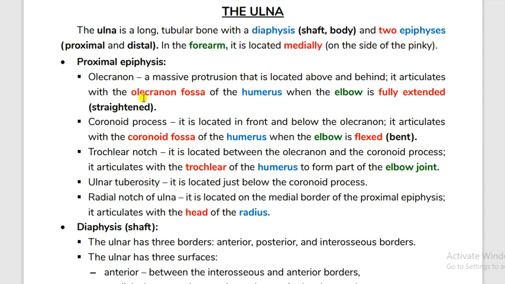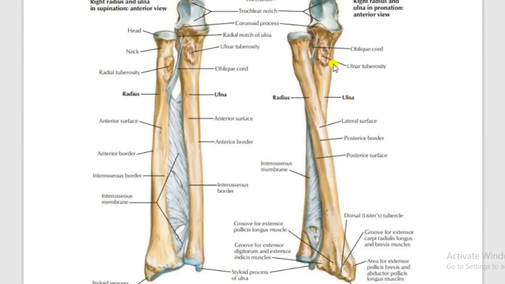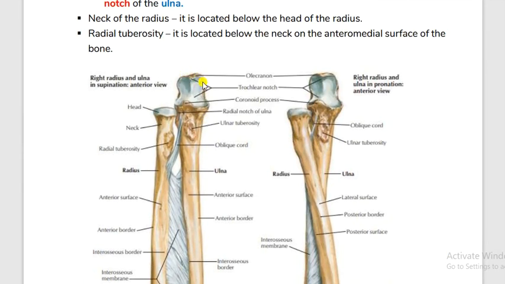Proximal epiphysis. What are the structures? Olecranon, a massive protrusion that is located above and behind. It articulates with the olecranon fossa of the humerus when the elbow is fully extended, that is straightened. This is the ulna here. This is the olecranon here.